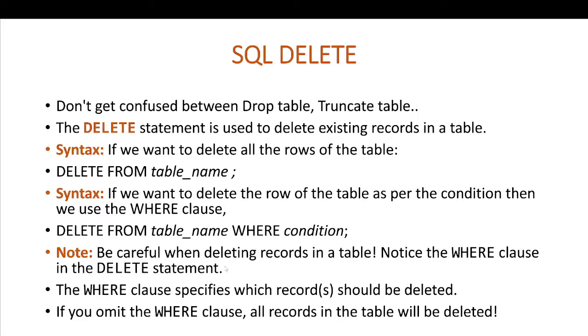But we should be very careful when using this statement, because if you give where city equal to Bergen, and there are two records having the city Bergen, two records will be deleted. So you have to give the column name of that particular record which is unique, which will allow you to delete only one record. We will see one example.